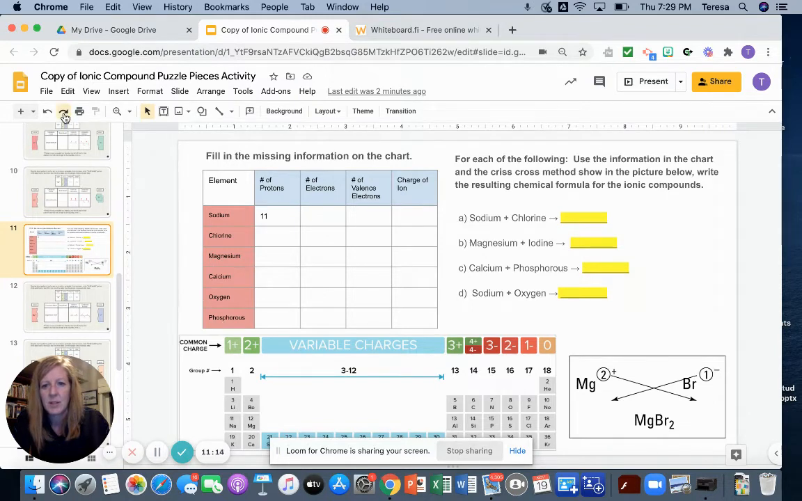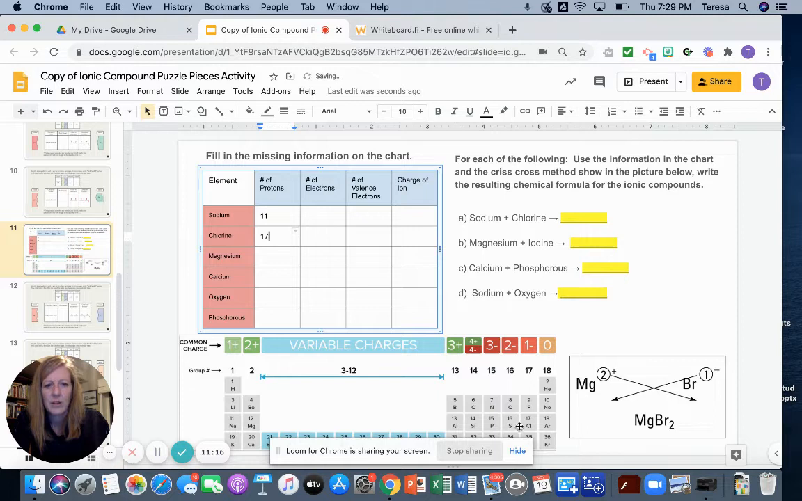Then I move on to chlorine. Chlorine is over here. It has 17 protons. Magnesium is right here. It has 12. Calcium right below it has 20. Oxygen over here has 8. And phosphorus has 15. So you're filling in that whole chart.